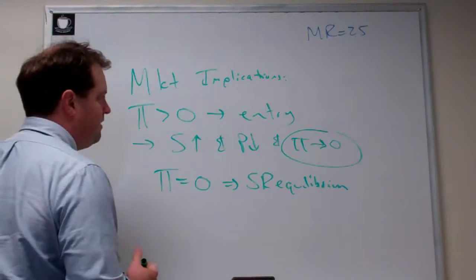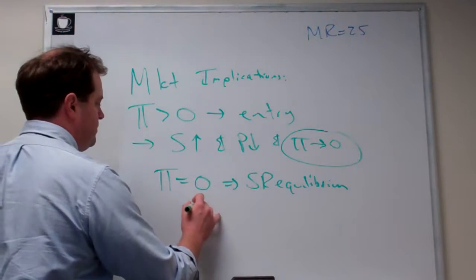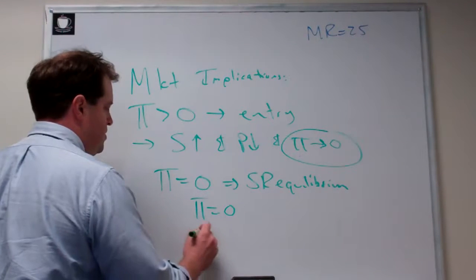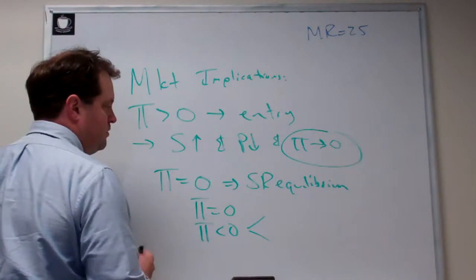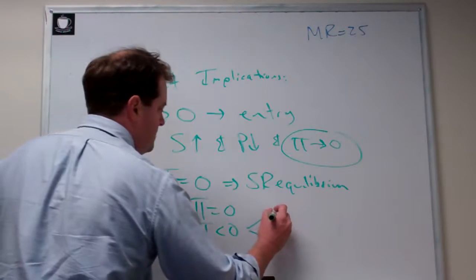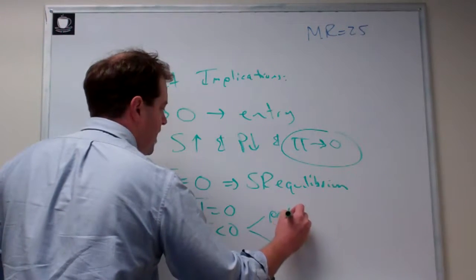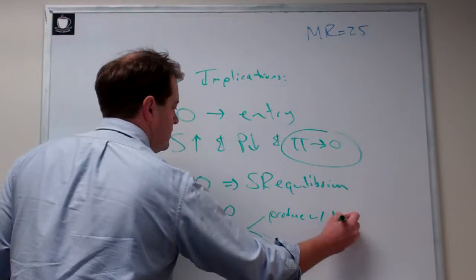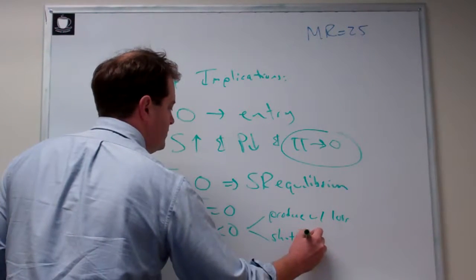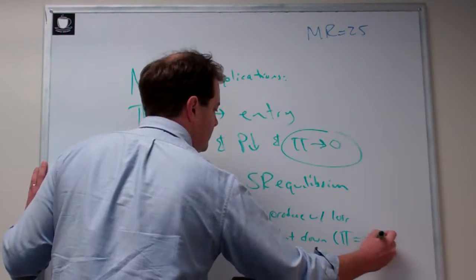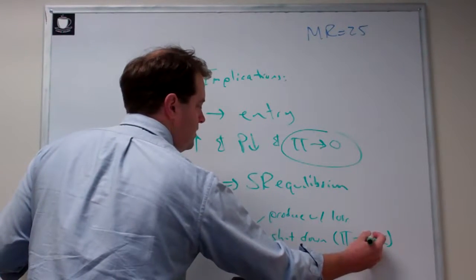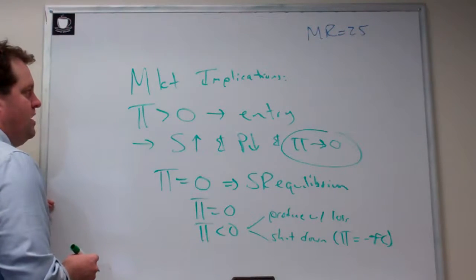Now we're going to look in class at a few other possibilities here. We're going to see where profit equals 0. We're going to see where profit is less than 0. And when profit's less than 0, we have to be aware of the fact that it might be best for the firm to produce with a loss, or it might be best for the firm to shut down, in which case profit is just going to equal negative fixed costs. So in class, we'll look at a couple of other situations here.